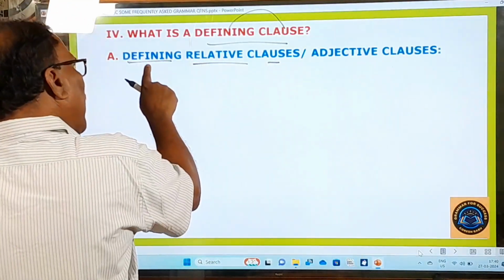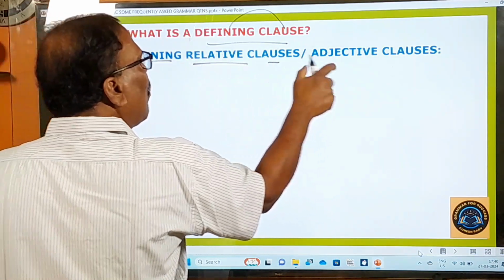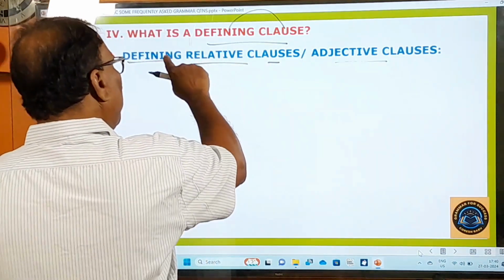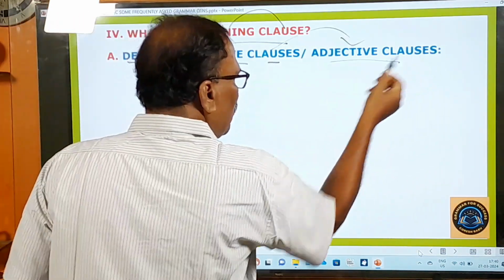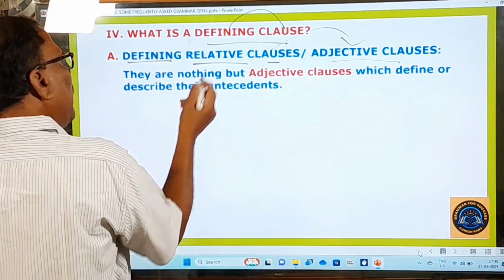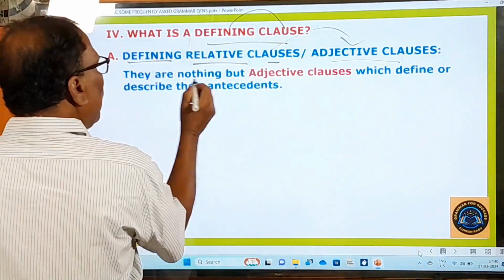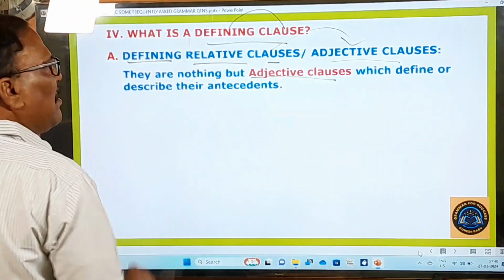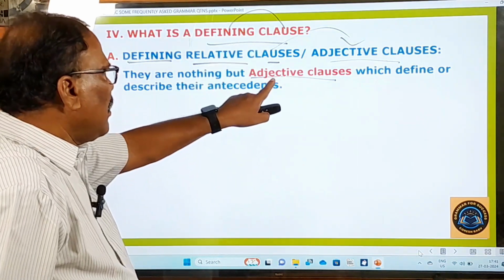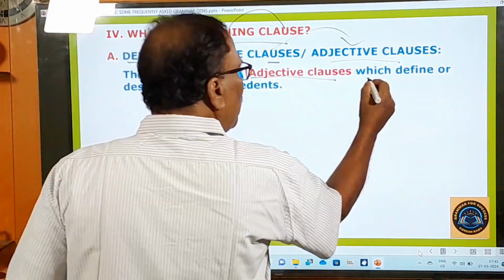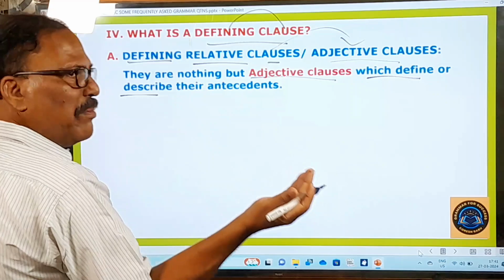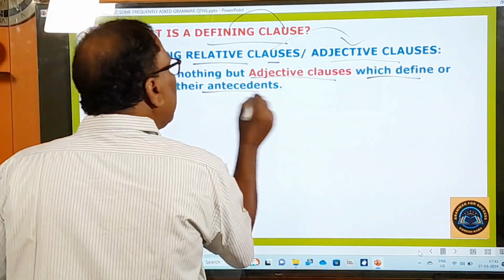So that's why defining relative clauses are also called adjective clauses. The other name for defining relative clauses is adjective clauses, right? And what is the meaning of defining clauses? They are nothing but adjective clauses. You know very well, these defining clauses are nothing but adjective clauses which define or describe, define meaning describe, what? Their antecedents.